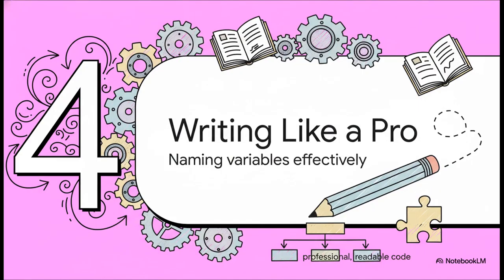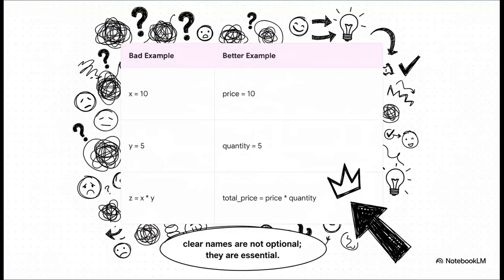Okay, so making your code work is one thing, but making it clean and understandable for you and for other humans is a whole different ballgame. So let's talk about how to name your variables like a pro. Just take a look at this. On the left and on the right, the code does the exact same thing. But which one do you understand in half a second? Using descriptive names like price and quantity instead of just x and y makes your code a million times easier to read. Trust me, your future self will thank you for this. Clear names aren't optional, they are essential.